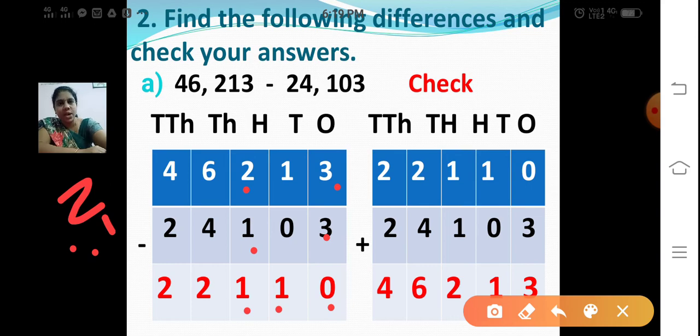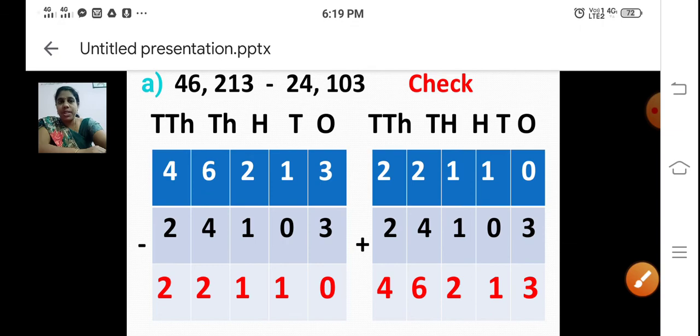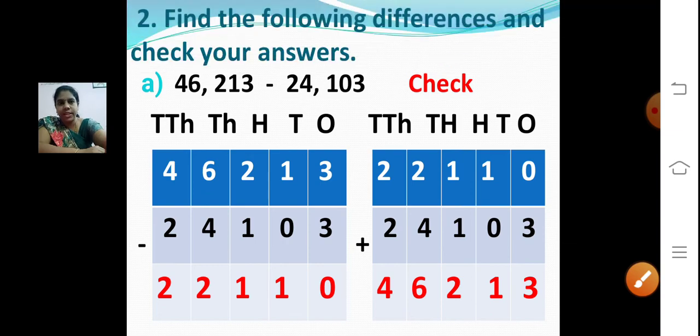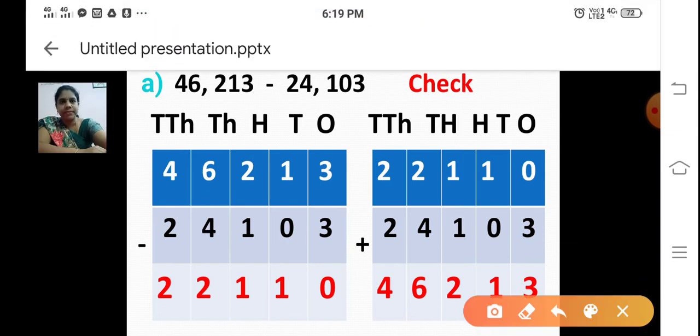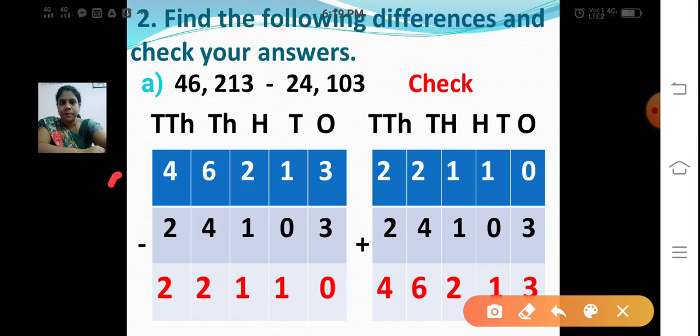Now let's subtract the thousands place. 6,000 minus 4,000. Subtract this and tell me the answer now, children. 6 minus 4. Yes. 6,000 minus 4,000. Start from number 4. Count forward till you reach 6. After 4, 5, 6. How many numbers have we counted? 2. 6 minus 4 is 2,000.